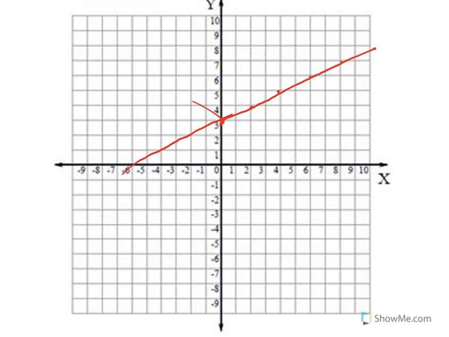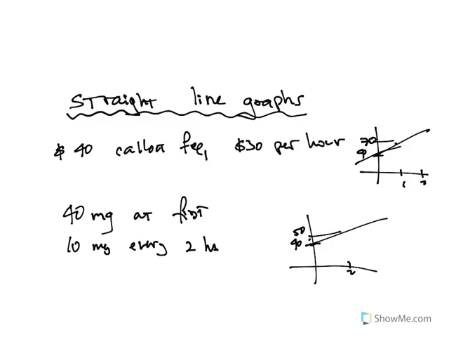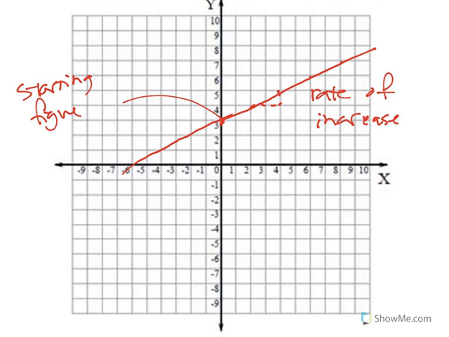So what we have here, we've got a starting figure, and we've got a rate of increase. And if you think back to our previous two examples, there's our starting figure, there's our rate of increase. So we're looking for a straight line rule that will model this.